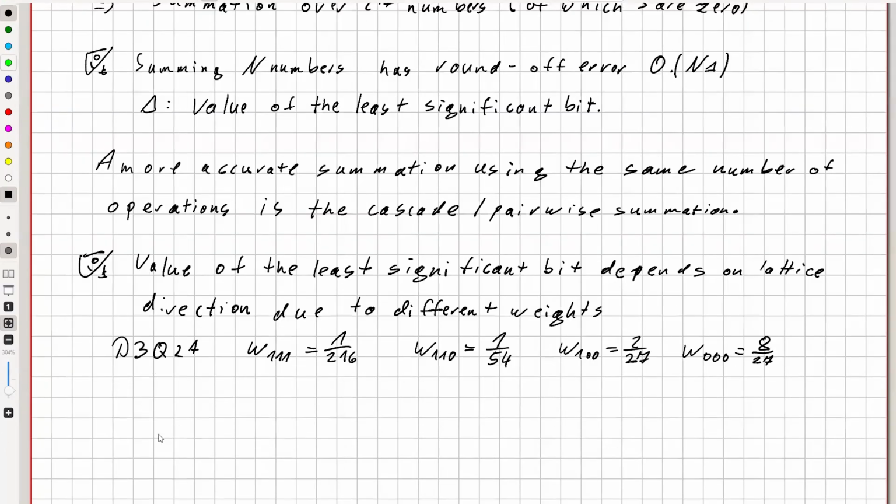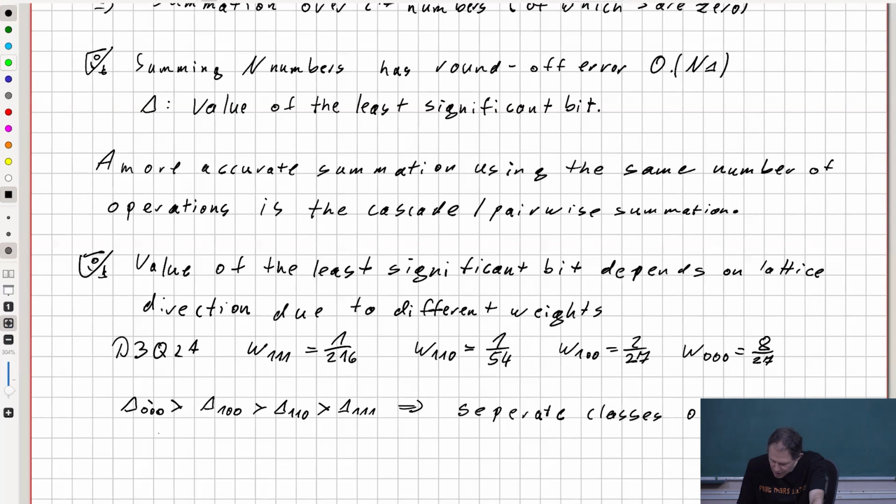meaning that the least significant bit of delta 000 is larger than that of delta 100, which is larger than that of delta 110, which is larger than that of delta 111. So what we are going to do is we separate classes by direction.